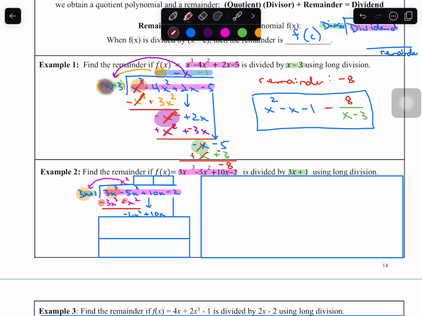Once I subtract, my x cubes will definitely cancel out. And when I have a negative 5x squared and I'm subtracting an x squared, I get negative 6x squared, and then I have to bring down the 10x. So now I'm going to ask myself, what do I need to multiply 3x by to get negative 6x squared? And the answer would be negative 2x.